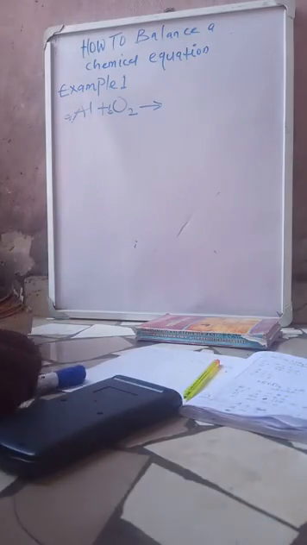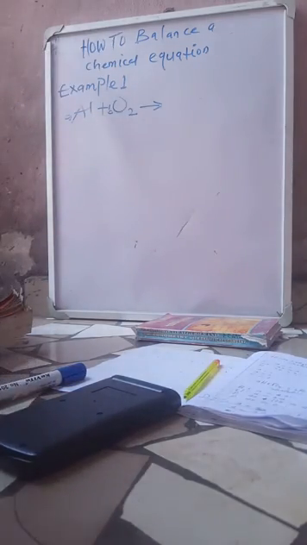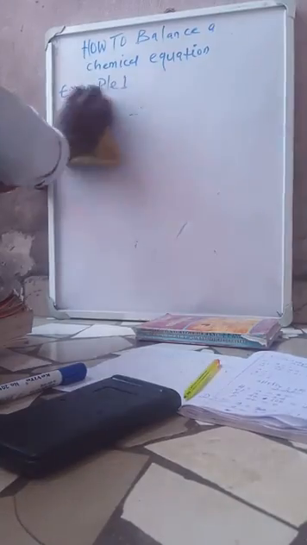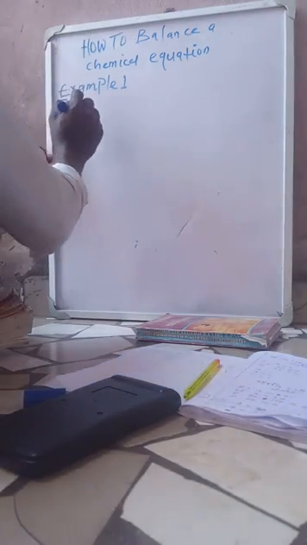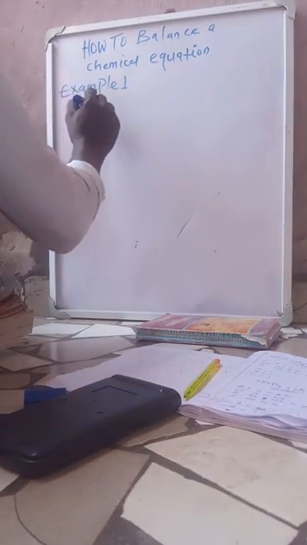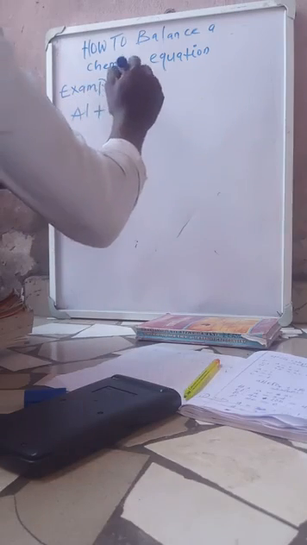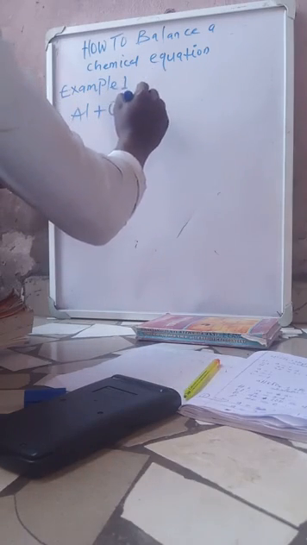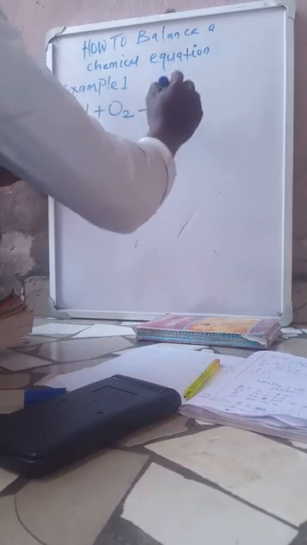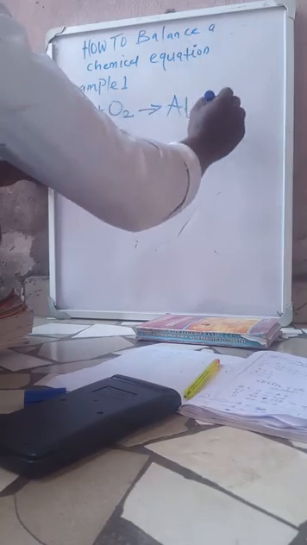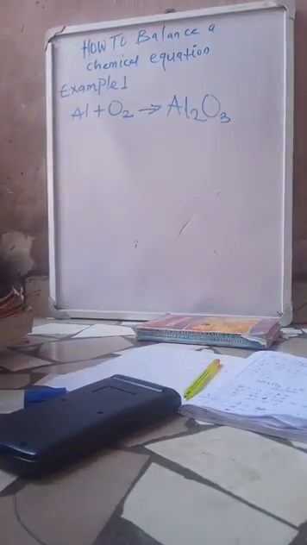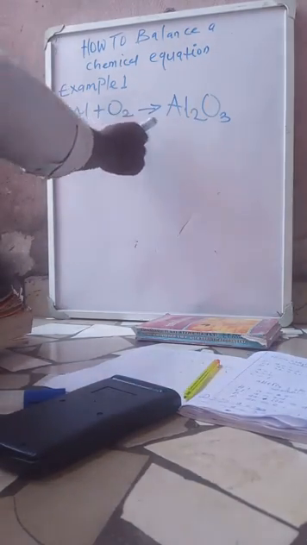So in today's class, we'll be discussing solely how to balance a simple chemical equation. Yes, a simple chemical equation. We have just a few examples we want to consider. One of the examples is this: aluminum reacting with oxygen gives rise to this. Good. So if aluminum reacts with oxygen, it gives us aluminum oxide.